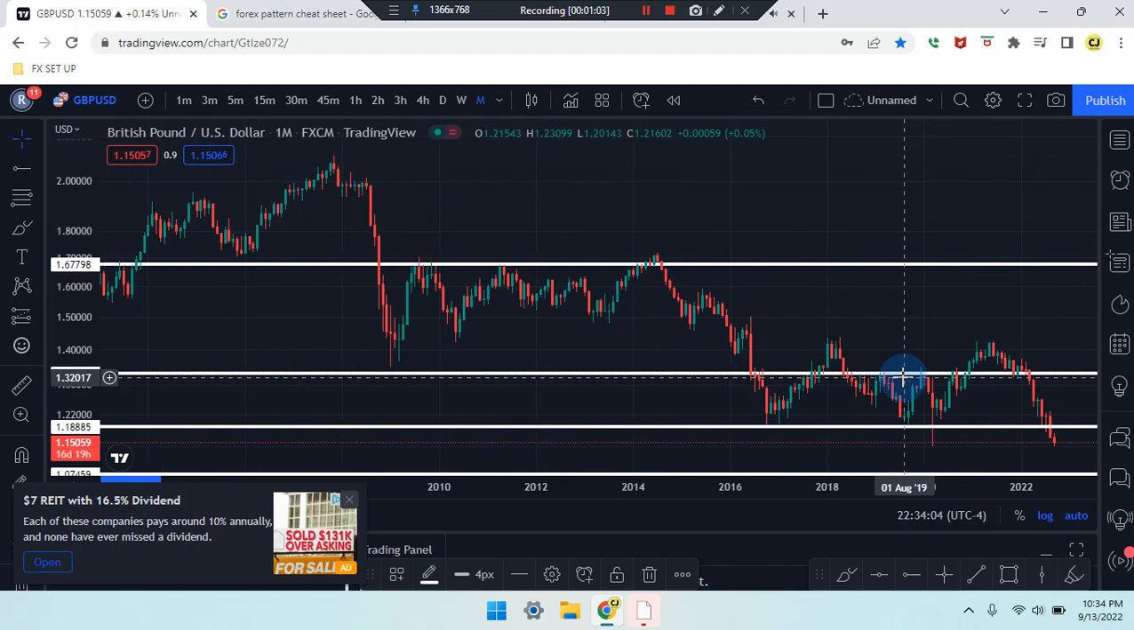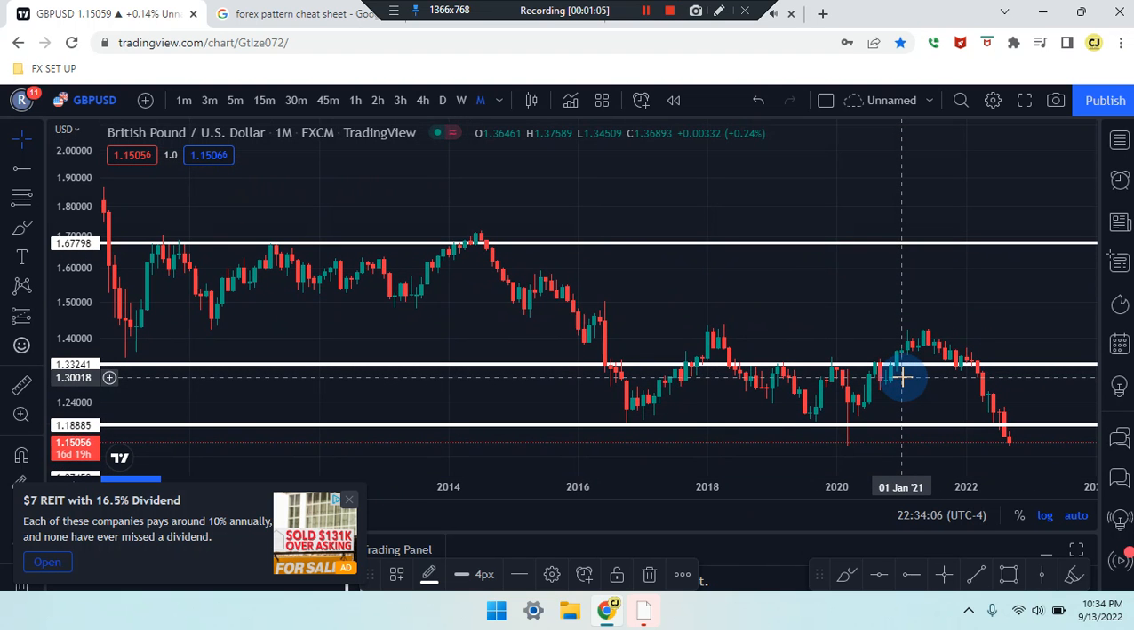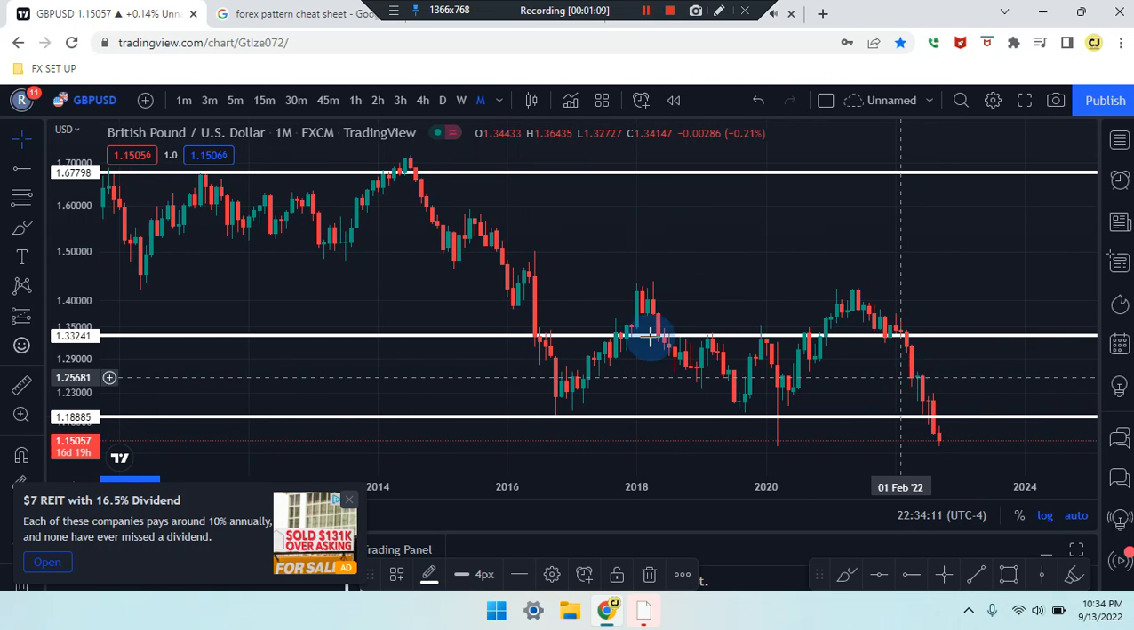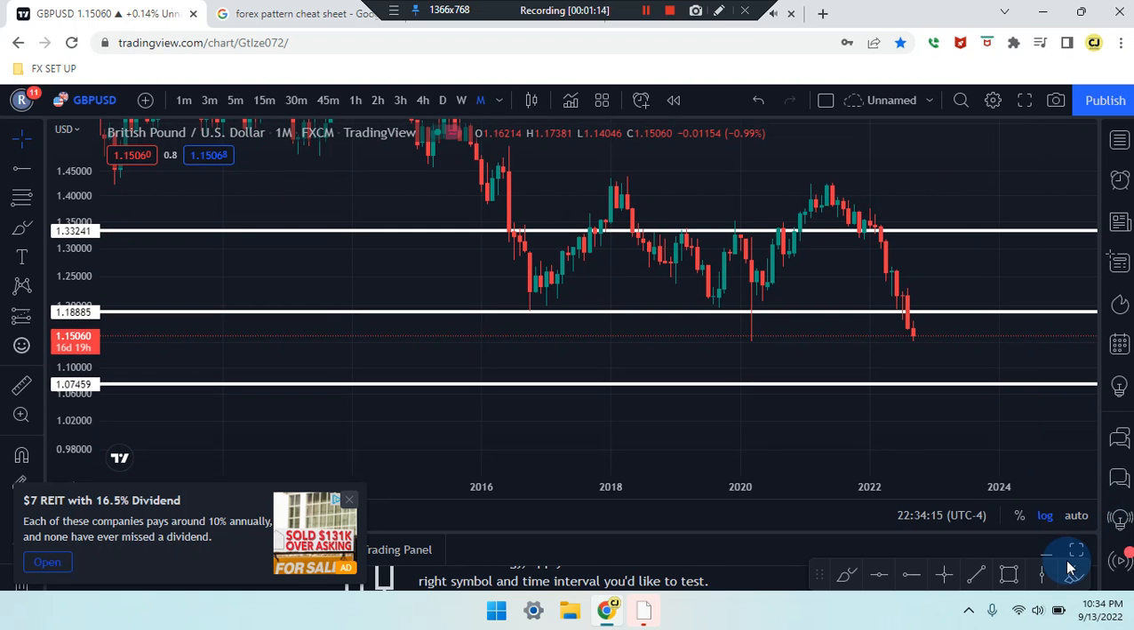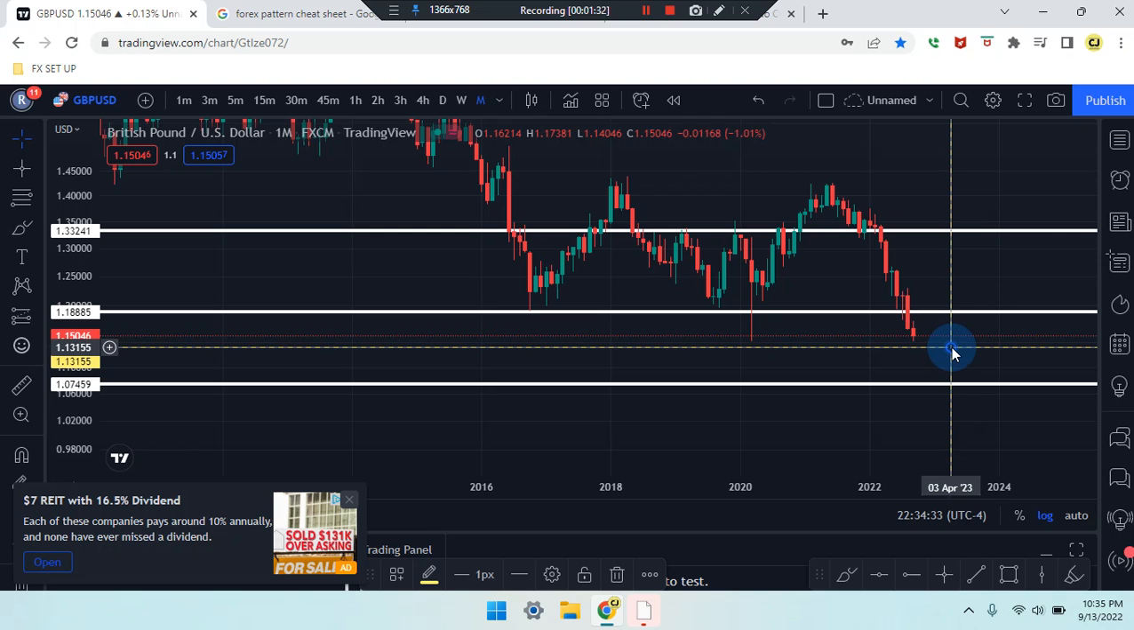Let's zoom in the price to see what's going on. So current price is sitting at 1.15056. So if price works its way back up, it'll be coming back up to that previous SR line at that resistance of 1.18885. And if price works its way down, it can head down to that midpoint between those SR lines, which would be at 1.13155.